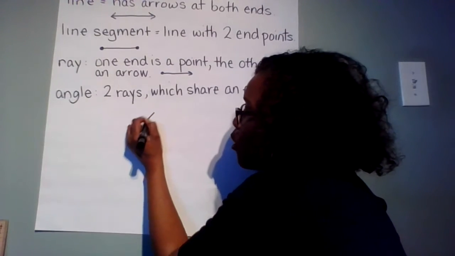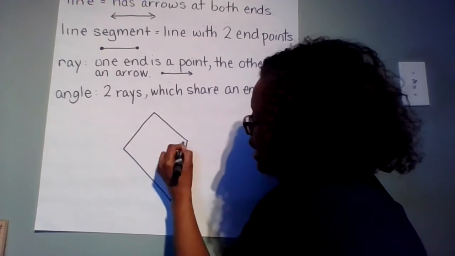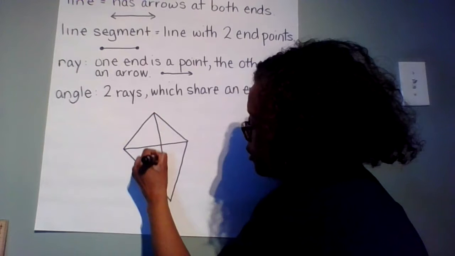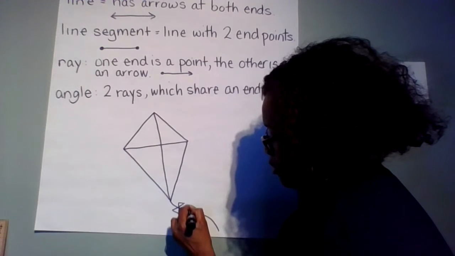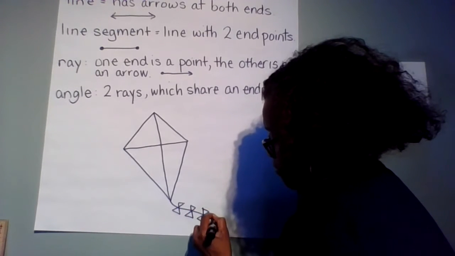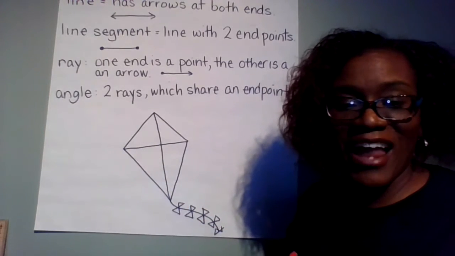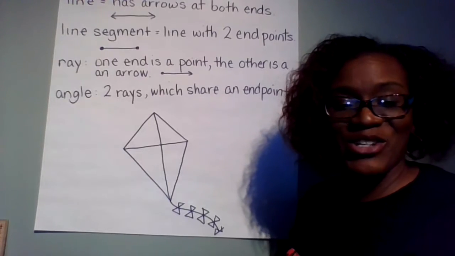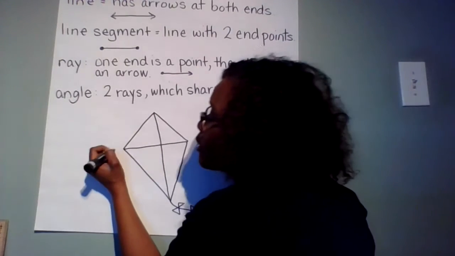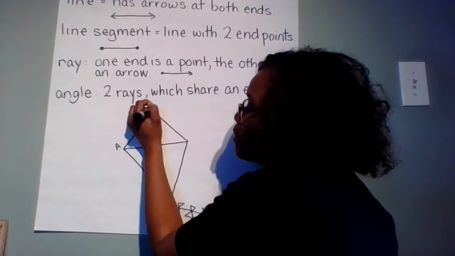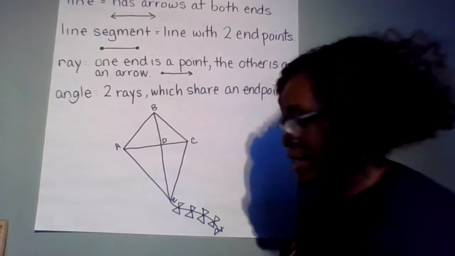And now I am going to draw a shape. So scholars, what shape did I just draw? That's right. You guys are so smart. This is a kite. And so now I'm going to label this kite. I'm going to label A, B, C, D, and E.